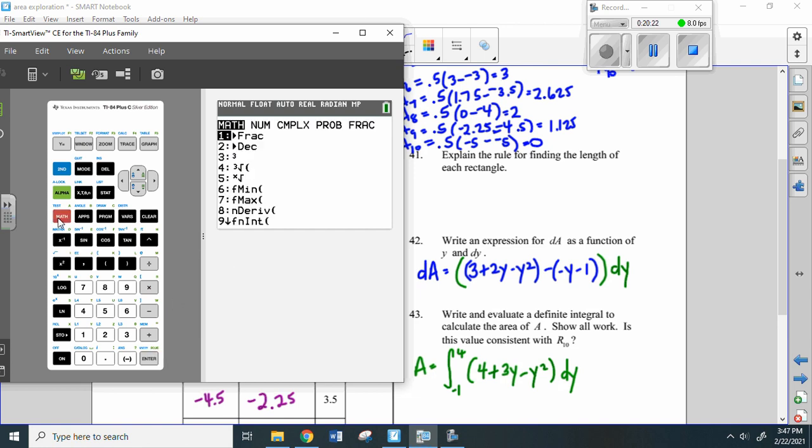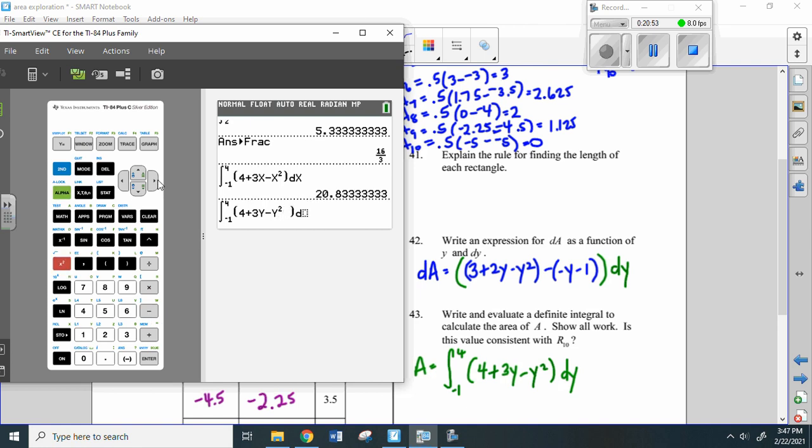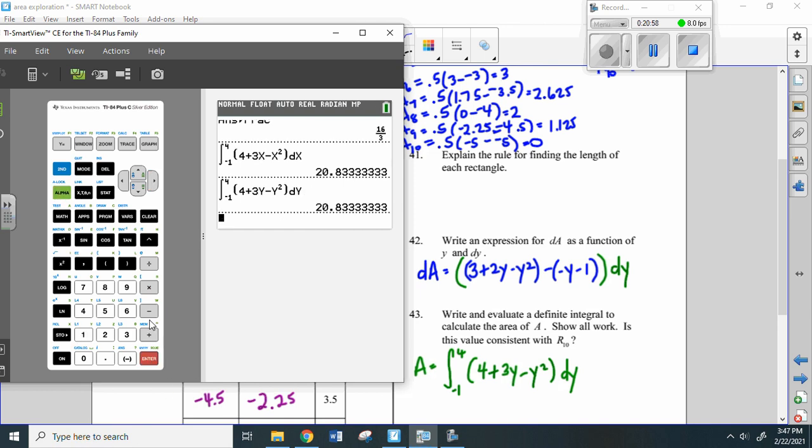Well, let me see, just for fun. What if I did use the alphabet and do 4 plus 3 alpha? Uh-oh, where's the y? Maybe I'm making this too hard. Wait. Oh, there it is. 3y minus y squared. I'm just wondering, and if I do a y here, will that work? Oh, okay, so it will let you do y's. Huh, interesting. That's a new one on me.